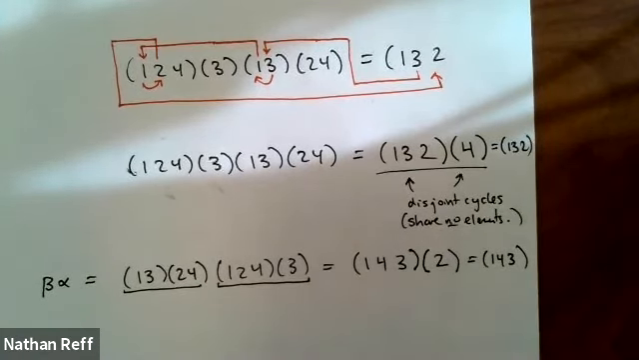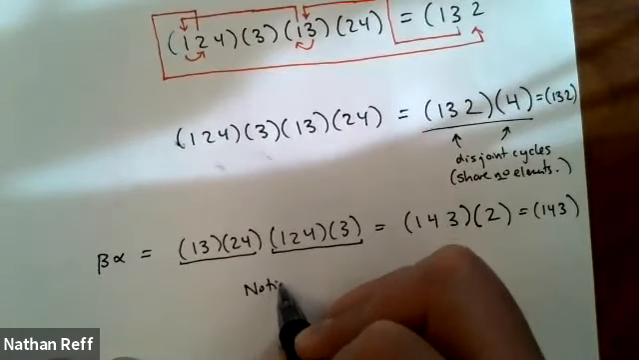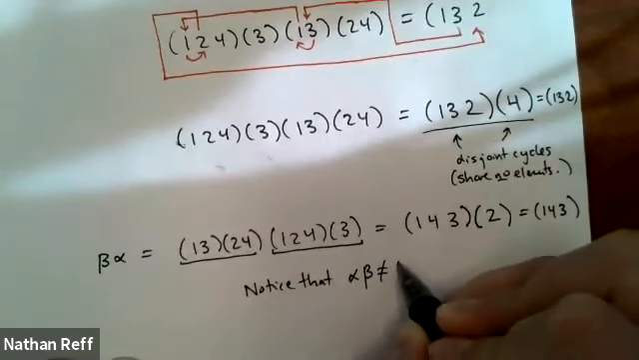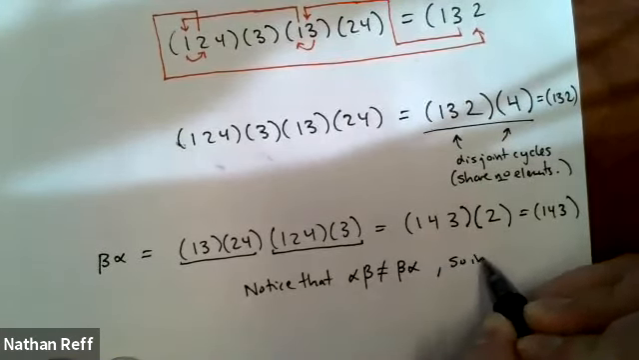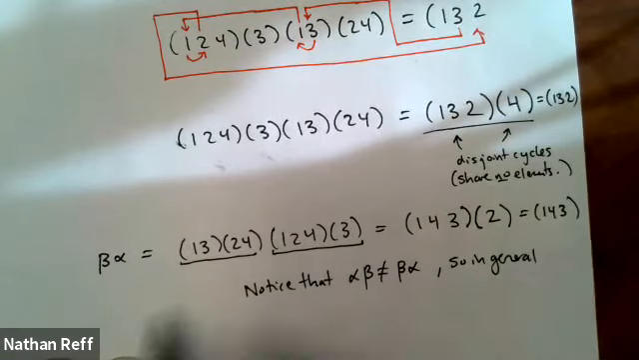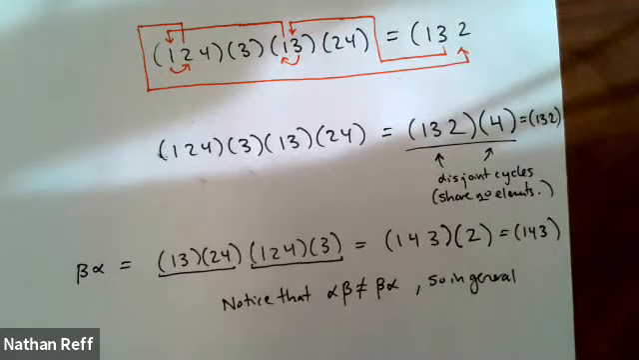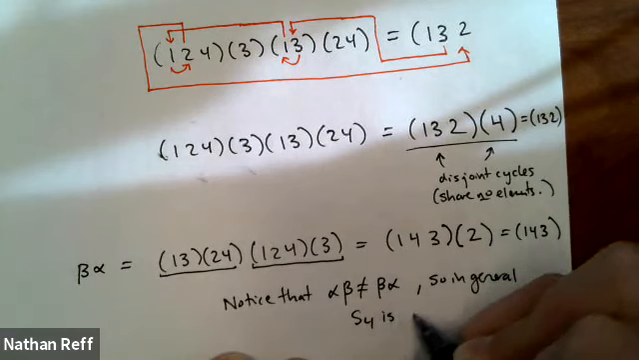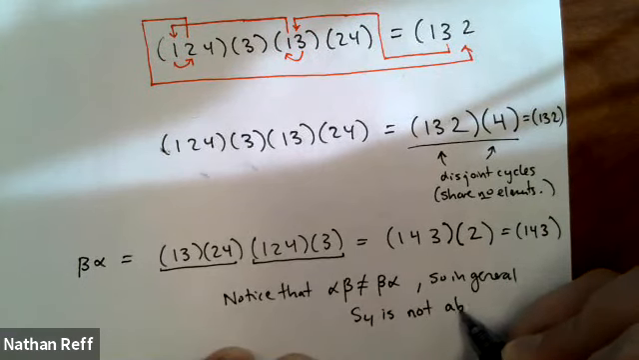And, well, the important thing is notice that alpha beta is not equal to beta alpha. So in general, this is an example that proves S4 is not abelian, because these are elements of S4, and you just showed there exists a pair that I could take a product and I don't get the same thing in either order. So in general, S4 is not abelian.